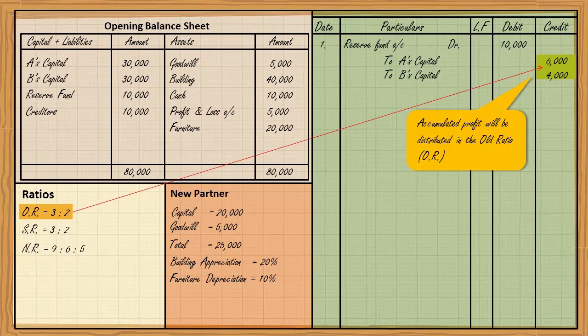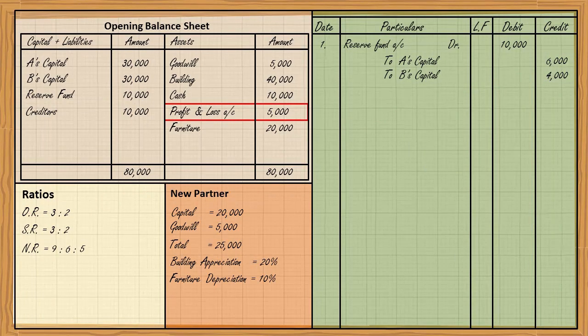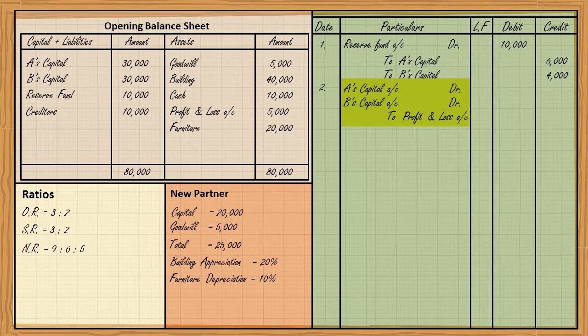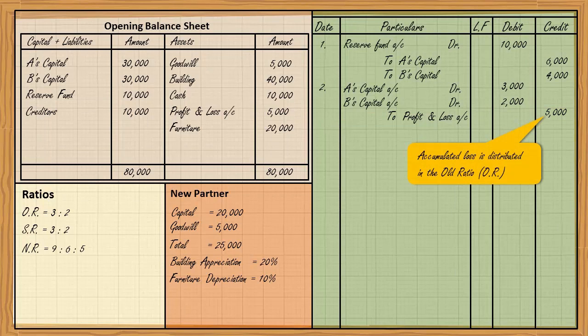Now distribute all the accumulated losses. Is there any accumulated loss? In the balance sheet, yes. On asset side, there is profit and loss 5,000. We have to remove it. Means A's capital account debit, B's capital account debit to profit and loss account. 3,000, 2,000, 5,000. It has been distributed between A and B in the old ratio of 3:2.